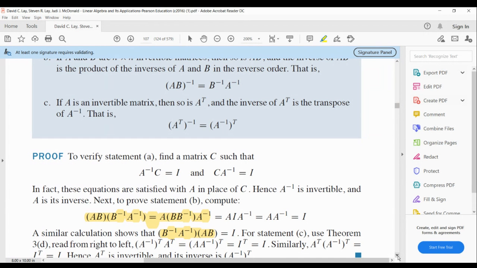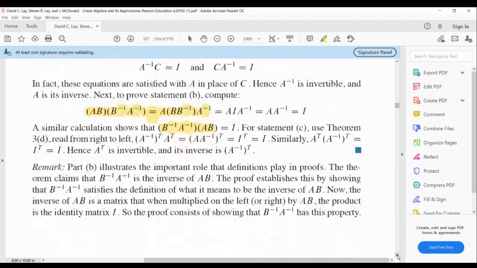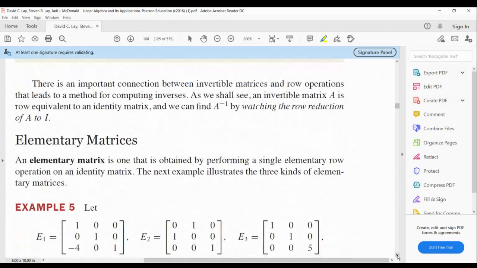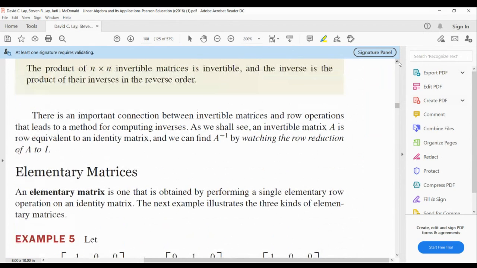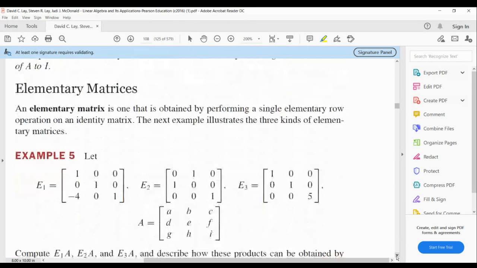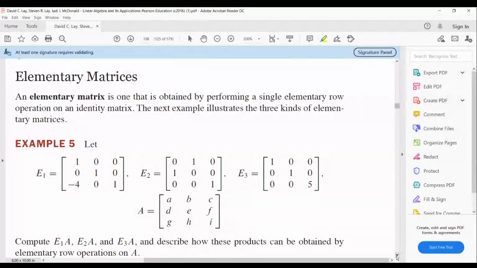All right, well then let's keep going here. The one thing they mentioned is that if you have the product of invertible matrices, and the product's invertible, then the inverse is the product of their inverses in reverse order. We just saw that with theorem 6. Let's move on here. Something mentioned in this section 2.2 are something called elementary matrices.